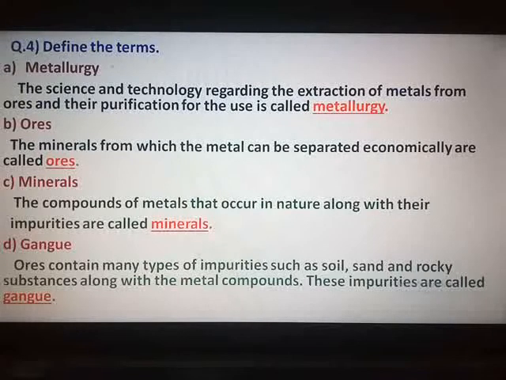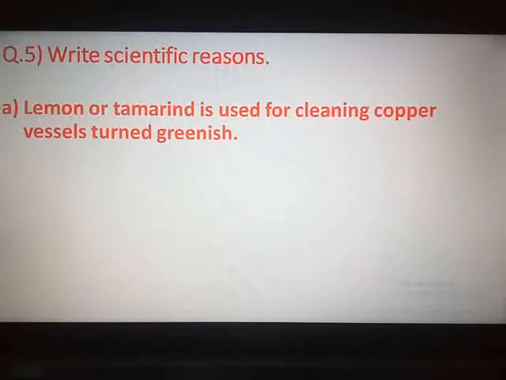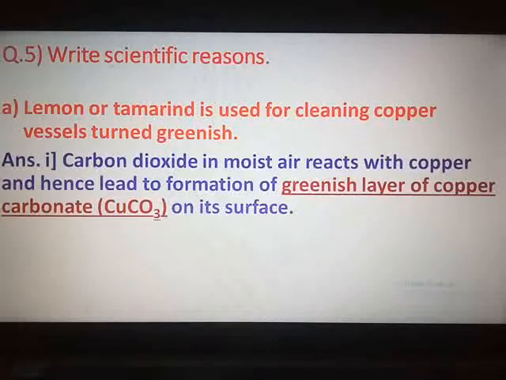Let us proceed towards question number 5. Very important question. Give scientific reasons for. The first one, lemon or tamarind is used for cleaning copper vessels which are turned greenish. Now you know copper, when it comes in contact with carbon dioxide in the air, it forms copper carbonate. So some part of the answer you will get in your textbook on page number 106.